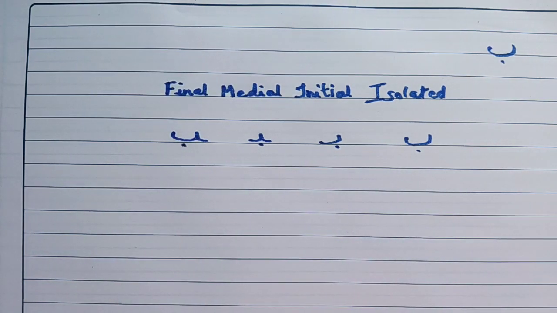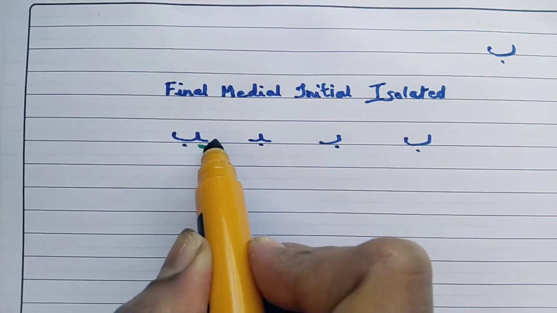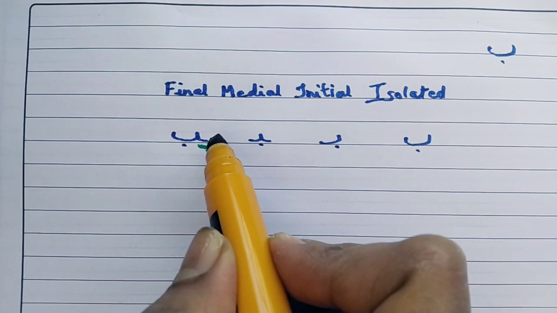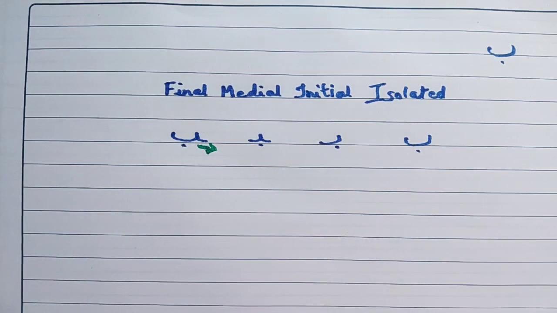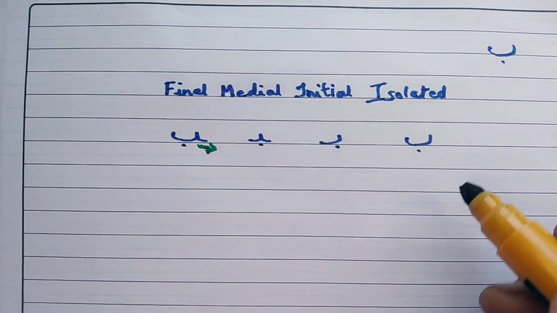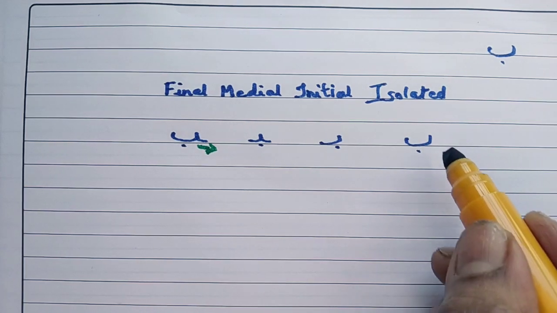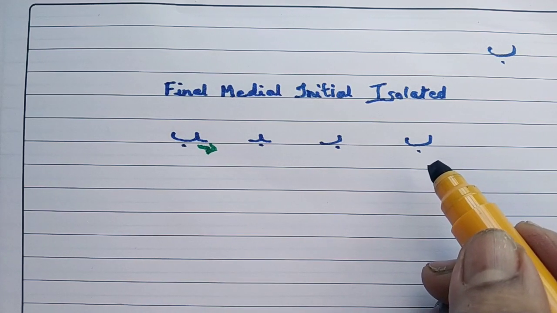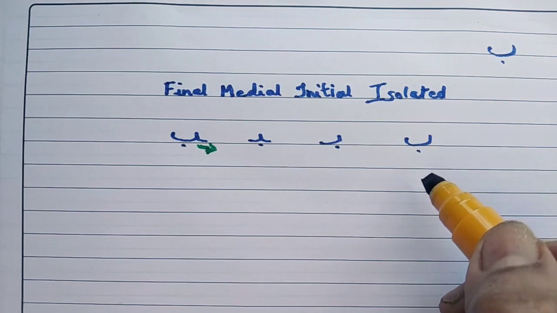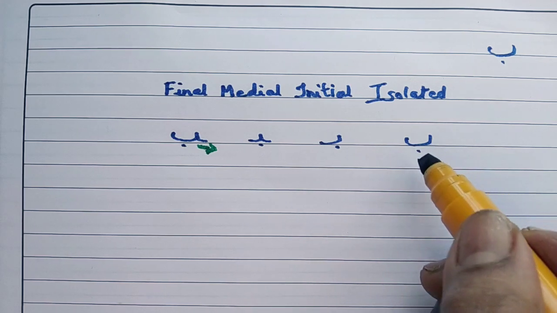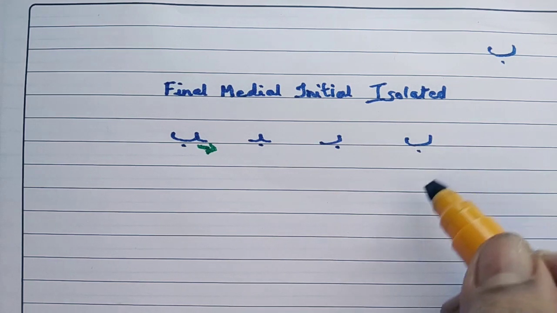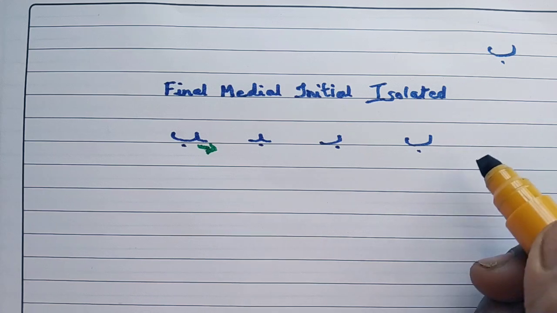So this is the tail which helps to join to a preceding letter. Now I'll show you how to make a word in each form. So in this isolated form, you won't find a word, but it appears. I'll show you how to make a word.